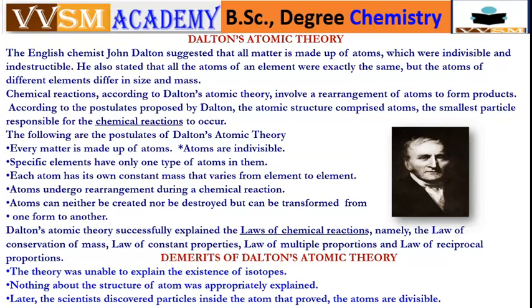Dalton's atomic theory successfully explained the laws of chemical combination, namely the law of conservation of mass, law of constant proportions, law of multiple proportions, and law of reciprocal proportions. These are the merits of Dalton's atomic theory, and the demerits of Dalton's atomic theory are as follows, my dear friends. The theory was unable to explain the existence of isotopes, nor the structure of the atom appropriately. Later, the scientists discovered particles inside the atom that prove the atoms are divisible. These are the important merits and demerits of Dalton's atomic theory, my dear friends.